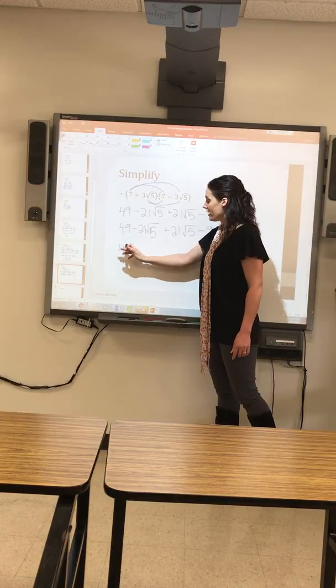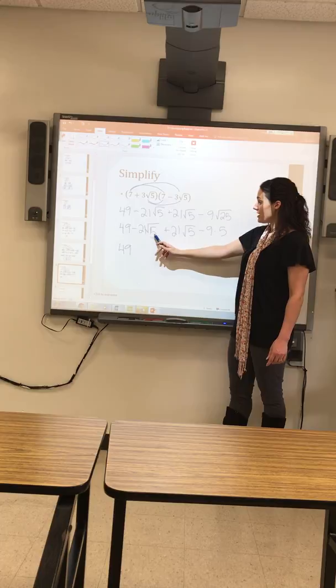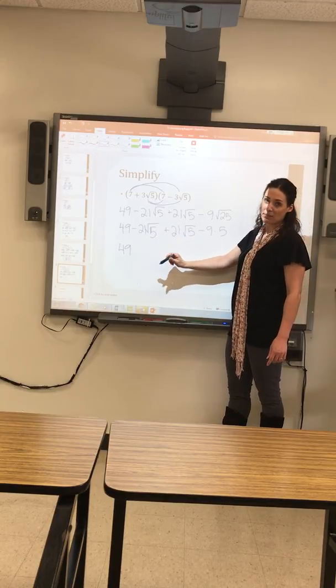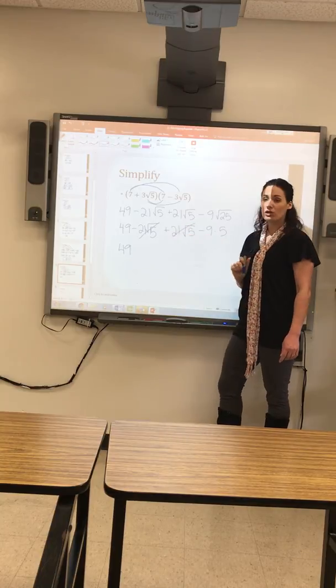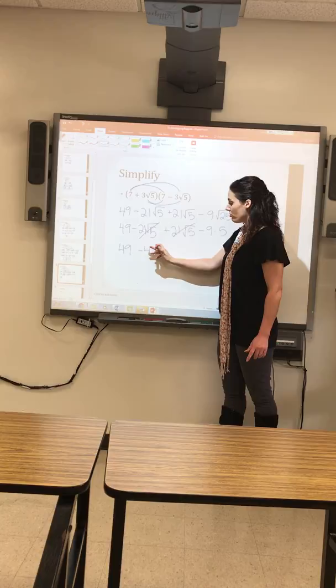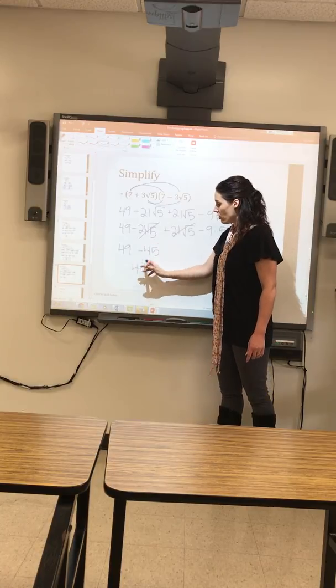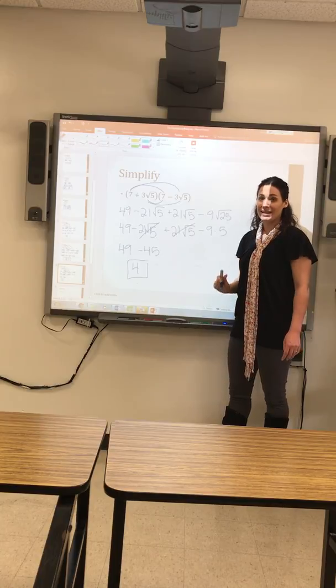We have a 49. Have you noticed that we have two like terms here? Both of these have square root 5s and they're opposites. So minus 21 plus 21 means those are going to go away completely. I still have this minus 45 at the end though. So the answer is 4. Hopefully you went through and some of you were able to get that answer.